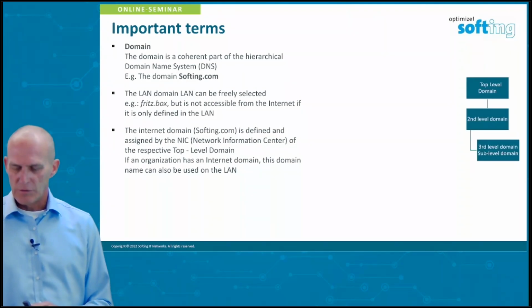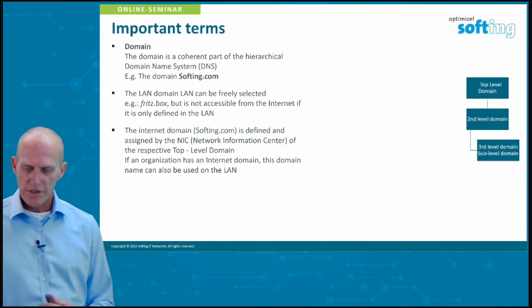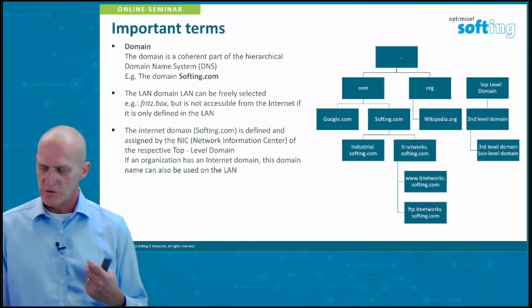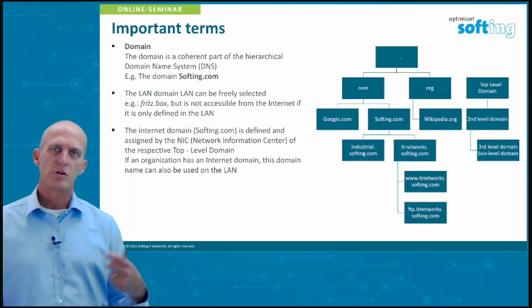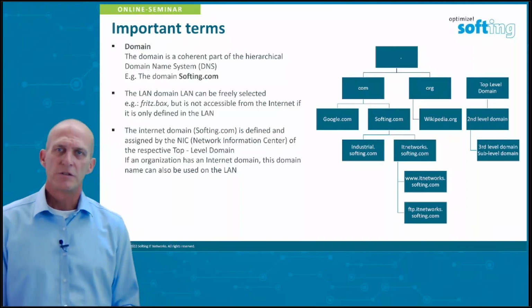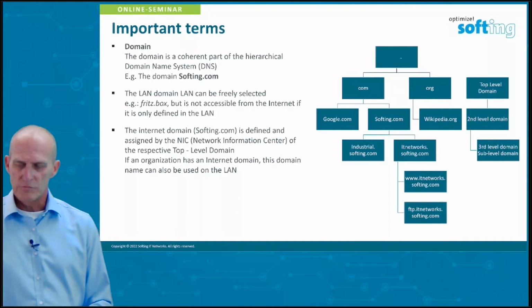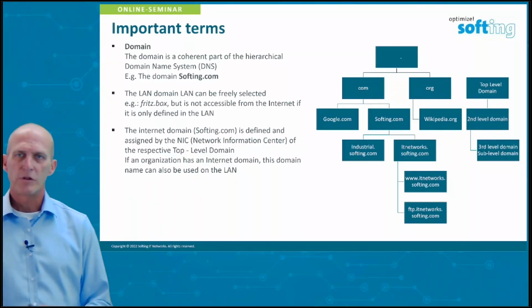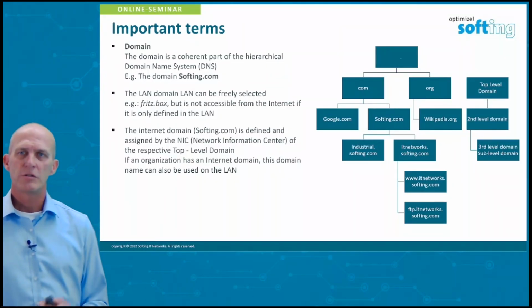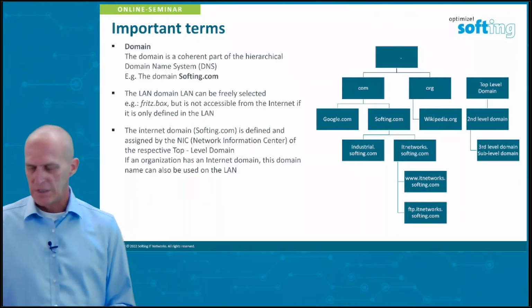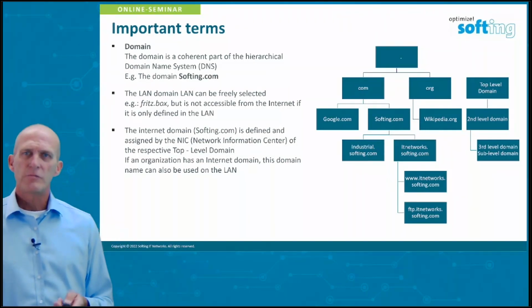So how are domains organized? There's the top level domains, that's .com, .org, .de, .co.uk, and so on. And then the second level domain is the one where you can have your company name, for example, Softing.com or Google.com, wikipedia.org. Below that are the third level domains.